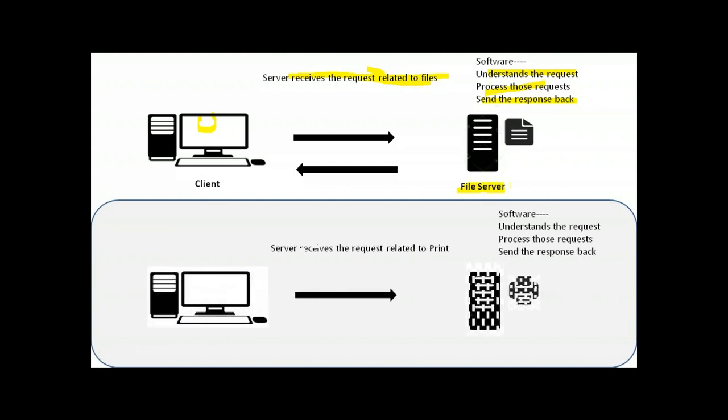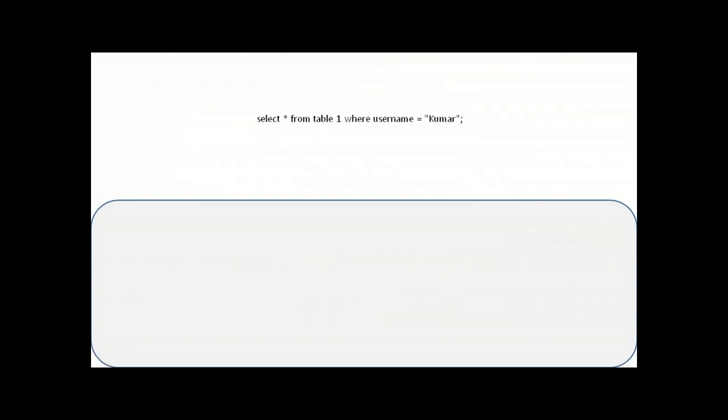Okay. Again, the same story with the print service. You from the client machine, you said that I wanted to print these 100 files, or 100 pages. Then the server, which is at the backend, understands that you wanted to print those 100 pages. Then it will process your request, which means that it will print out those 100 pages and finally it will send the response back saying that, oh, all the 100 pages have been printed out. Come back here and take the printouts. Okay, then you can call that a print server.